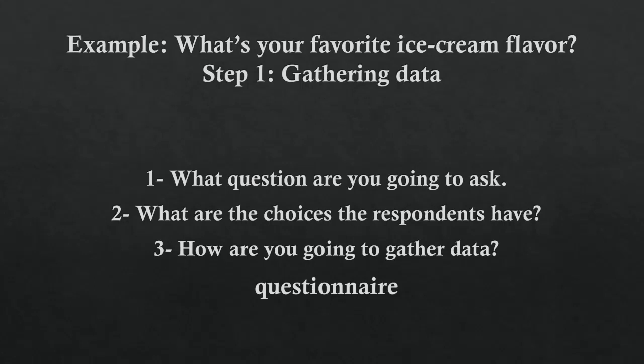The question that we're going to ask has to be ready. So we have to know what exactly we're investigating, what exactly we want to know, and what exactly the aim of this questionnaire or investigation is about. The second thing is, what are the choices the respondents have? They have to be limited, because if you want to investigate something, you can't just leave it open. Question number 3 is, how are you going to gather data? In this case, we're going to use a questionnaire, which is asking one question, which is, what's your favorite ice cream flavor?